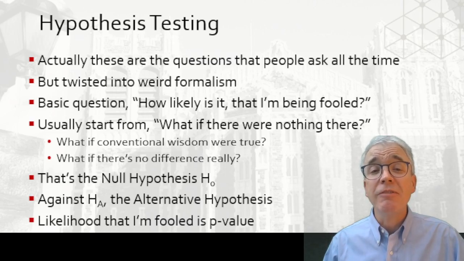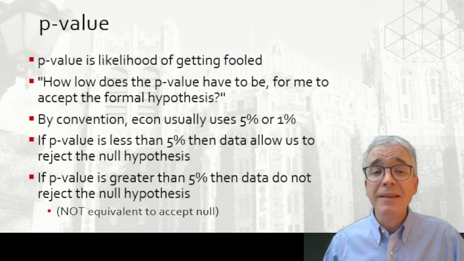That's if the conventional wisdom were true, if nothing had been done to these dice to alter them. So that's what we call the null hypothesis, H0. We contrast that with the alternative hypothesis, HA. The likelihood that I'm going to be fooled is the p-value. Later we'll talk about problems with people putting too much faith in p-values, but the idea is good even if sometimes overdone.